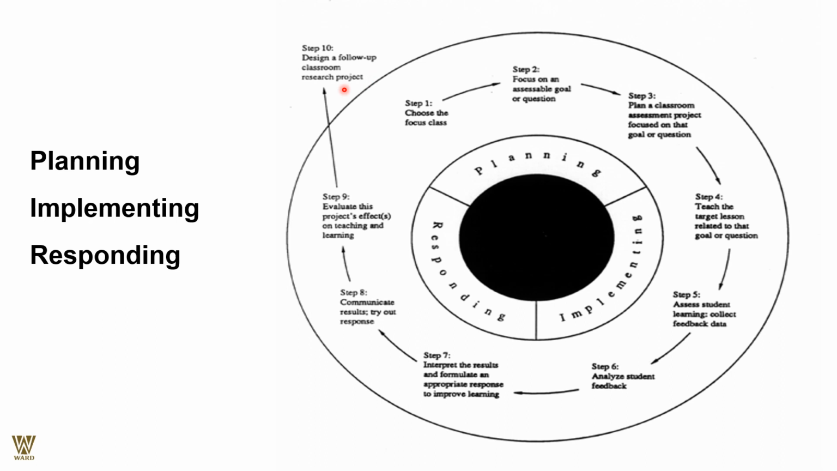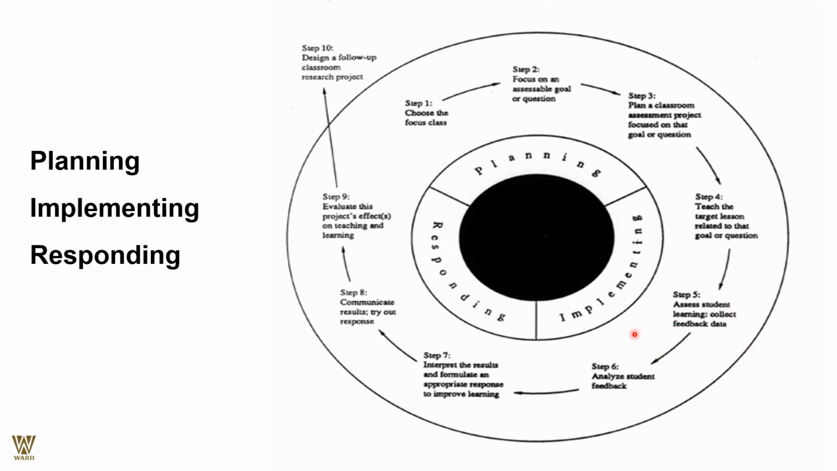Let me give you the planning, implementing, and responding steps. Step one, choose the focus class. What is it that we're talking about? The focus topic, the focus subject, the focus stream, the focus field. Step two, the assessable goals or questions. Step three, plan classroom assessment projects focused on the goals in the assessment. Step four, teach the target lessons related to the goals, related to the question.